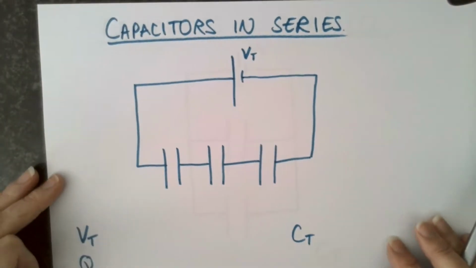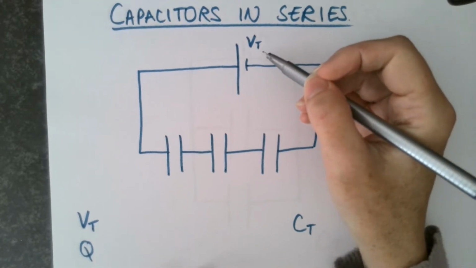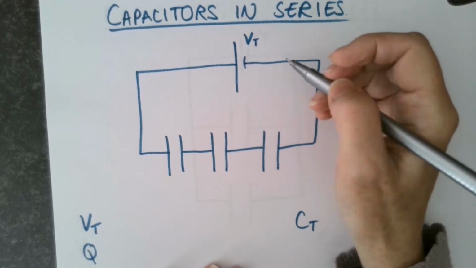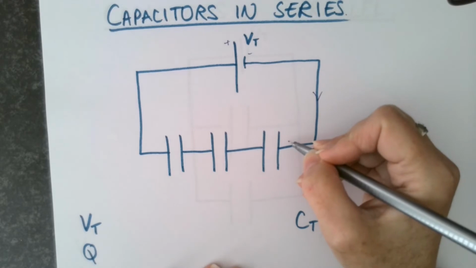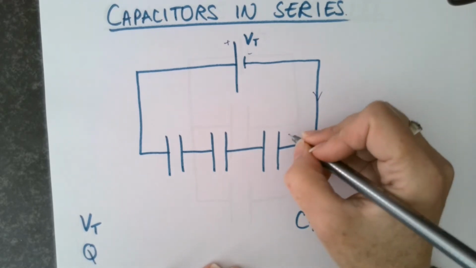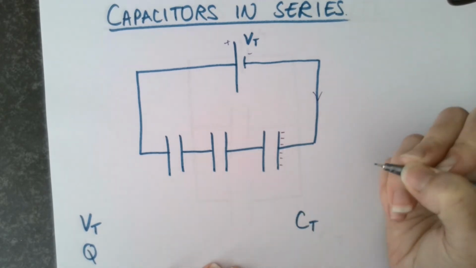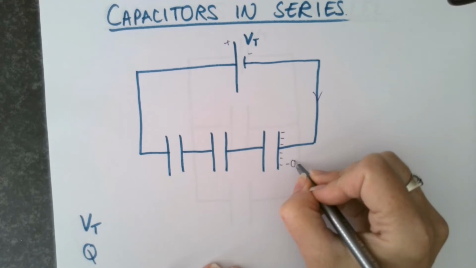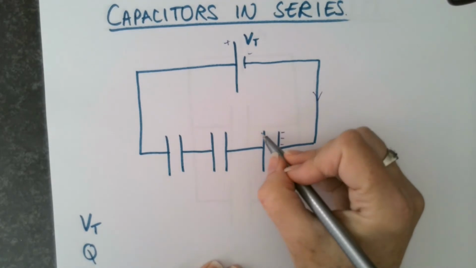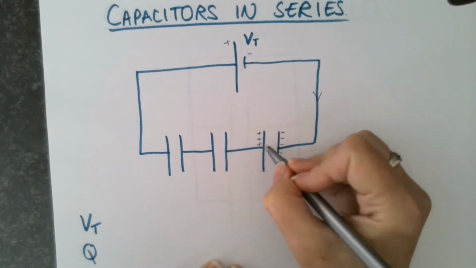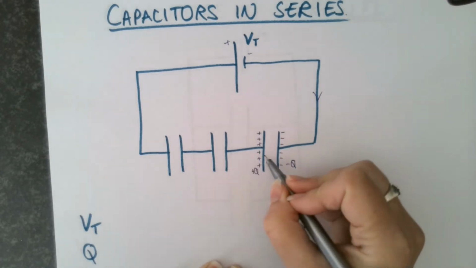So capacitors in series. We've got our supply voltage V_T, V total, and if we imagine we've got our flow, that's our negative terminal, positive terminal. Let's look at the first capacitor that we reach in our circuit, and we end up with a negative charge on that capacitor of minus Q. We know that that produces an electric field with a strength to repel the same quantity of electrons on the other side, so we end up with plus Q on the other plate.